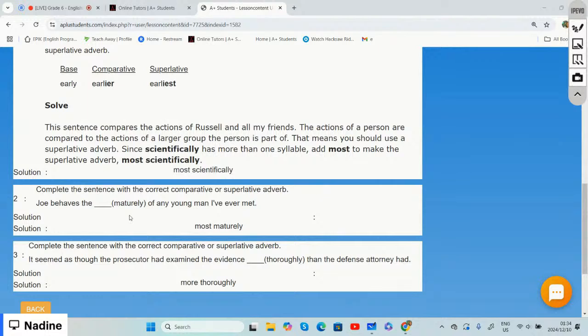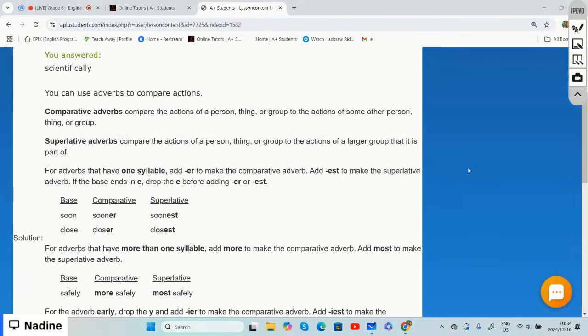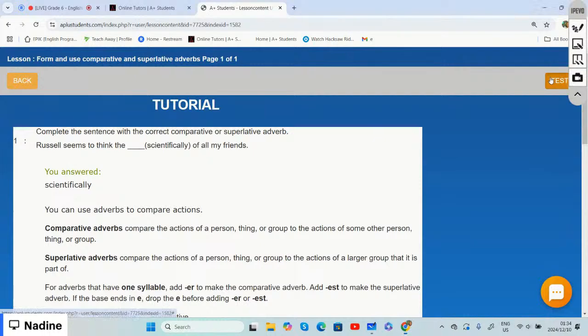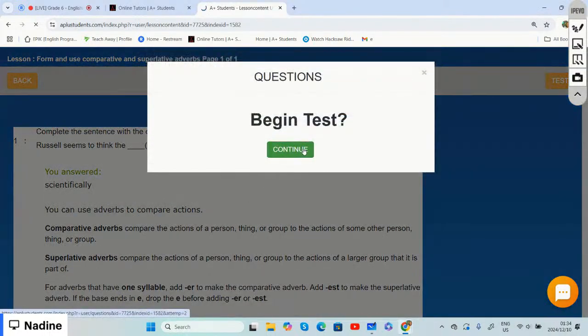And it says Joe behaves the maturely of any young man I've ever met. So if we compare him to any other young man, then we can say he acts the most maturely, which is superlative. All right, so now we're going to our test where we are going to form and use comparative and superlative adverbs.